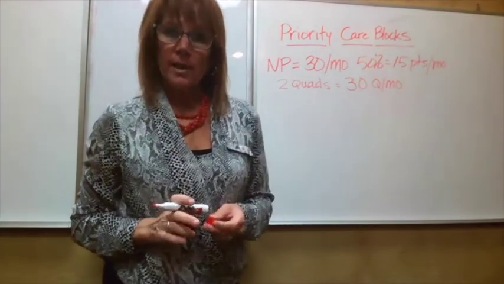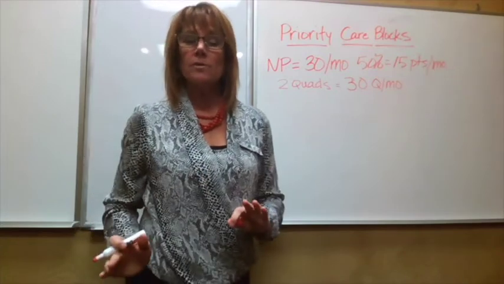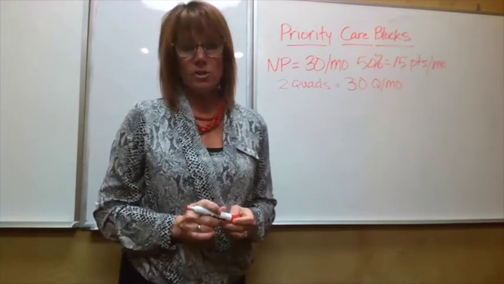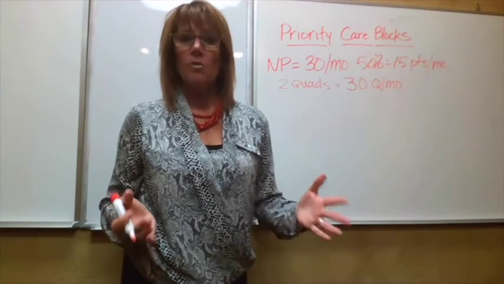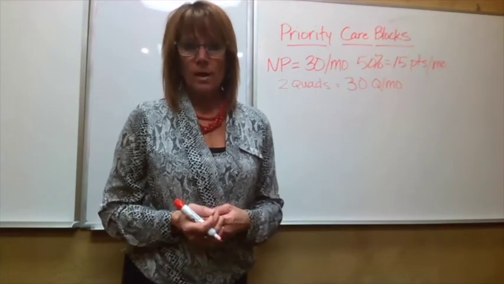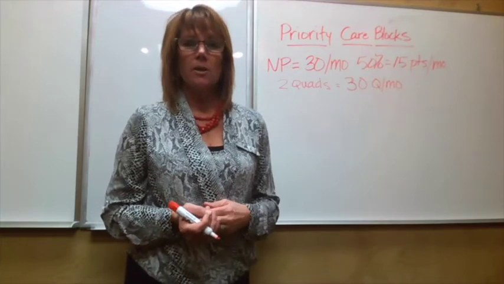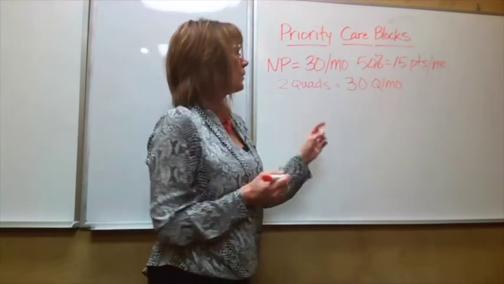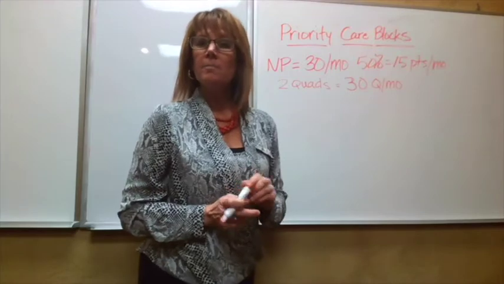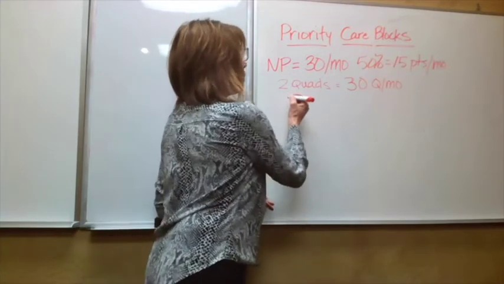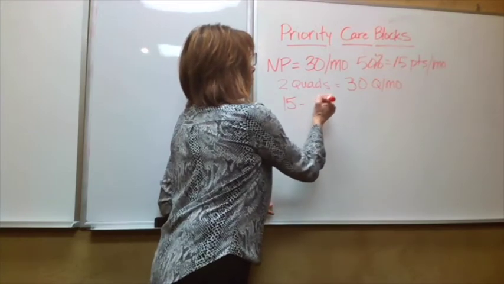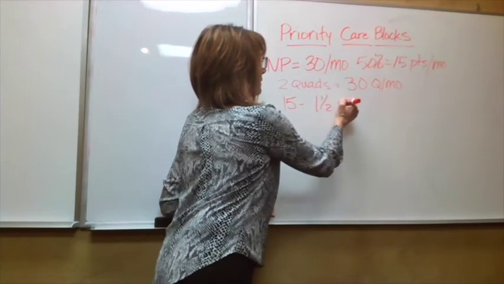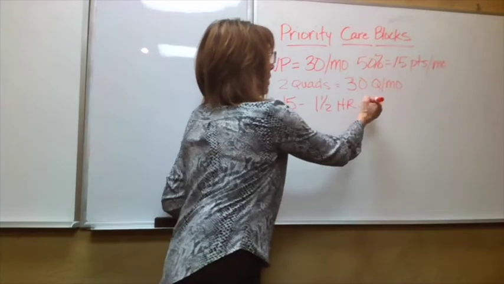Now we need to figure out how many quadrants in X amount of time the hygienists want in order to do that. It's probably best if we can try to do at least 2 quadrants in each of those priority care blocks. So let's say that we do 2 quads in an hour and a half. We are now going to need 15 1.5-hour blocks.